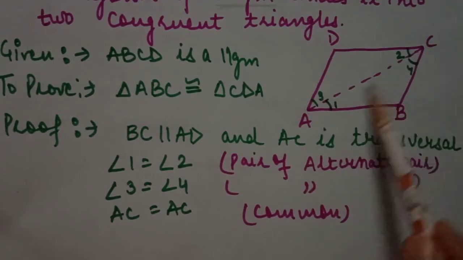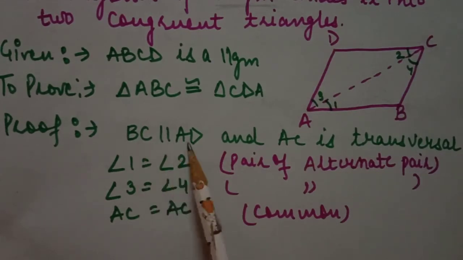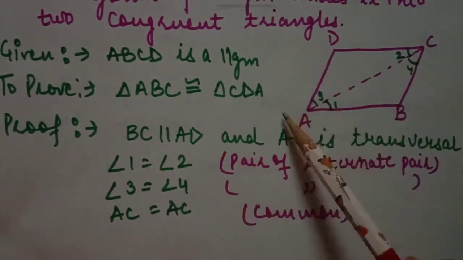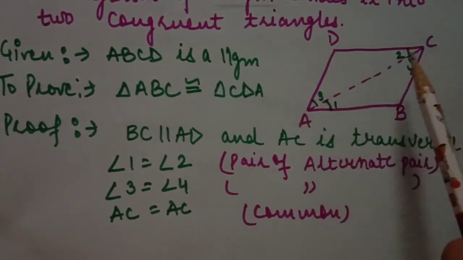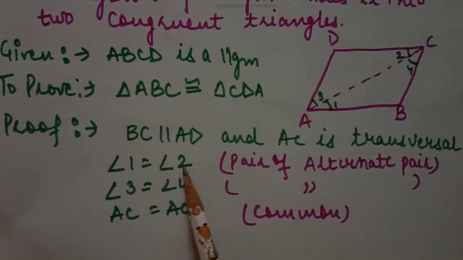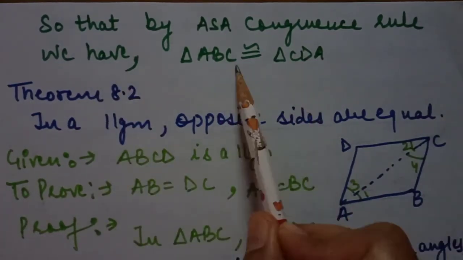In triangle ABC and triangle CDA, BC and AD are parallel and AC is a transversal. Similarly AB and DC are also parallel and AC is also a transversal for them. Angle 1 and angle 2 are equal to each other, a pair of alternate interior angles. Angle 3 and angle 4 are also equal to each other because of a pair of alternate interior angles. AC is common for both triangles. By these three elements both the triangles are congruent. So first of all we have to decide the rule also. So students, by the ASA congruence rule both the triangles are congruent.